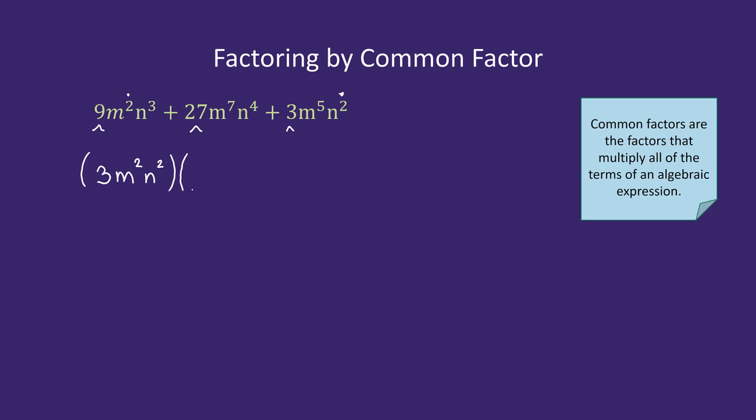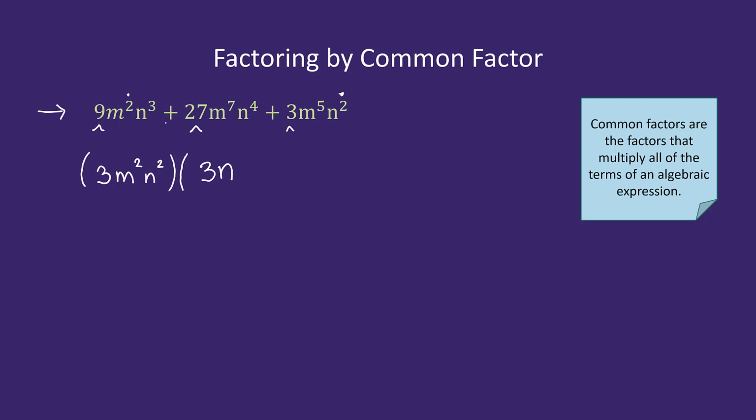Let's find the second product that we need to multiply by in order to get our original polynomial. 3 times what gives us 9? Times 3. M second power times what gives us m second power? Well, the same number, 1, so we don't write it. N second power times what gives us n third power? Well, times n, because 2 plus 1 is 3.